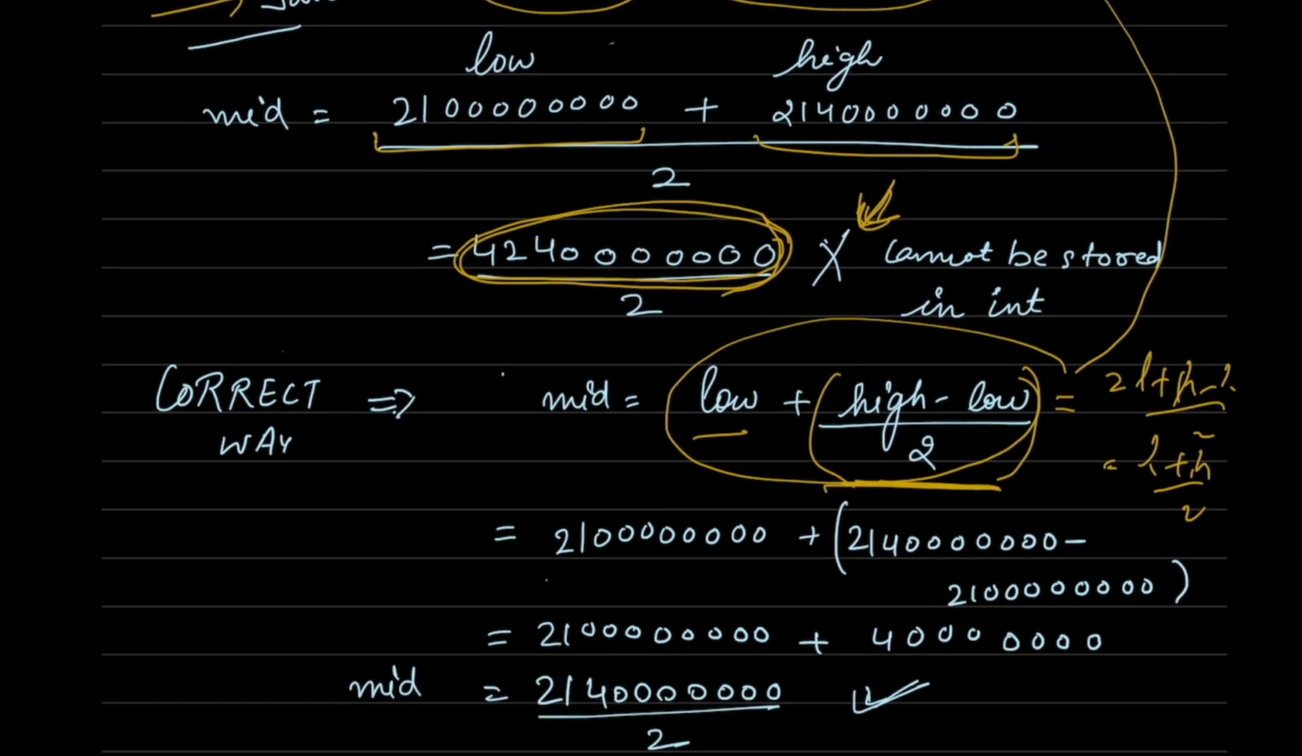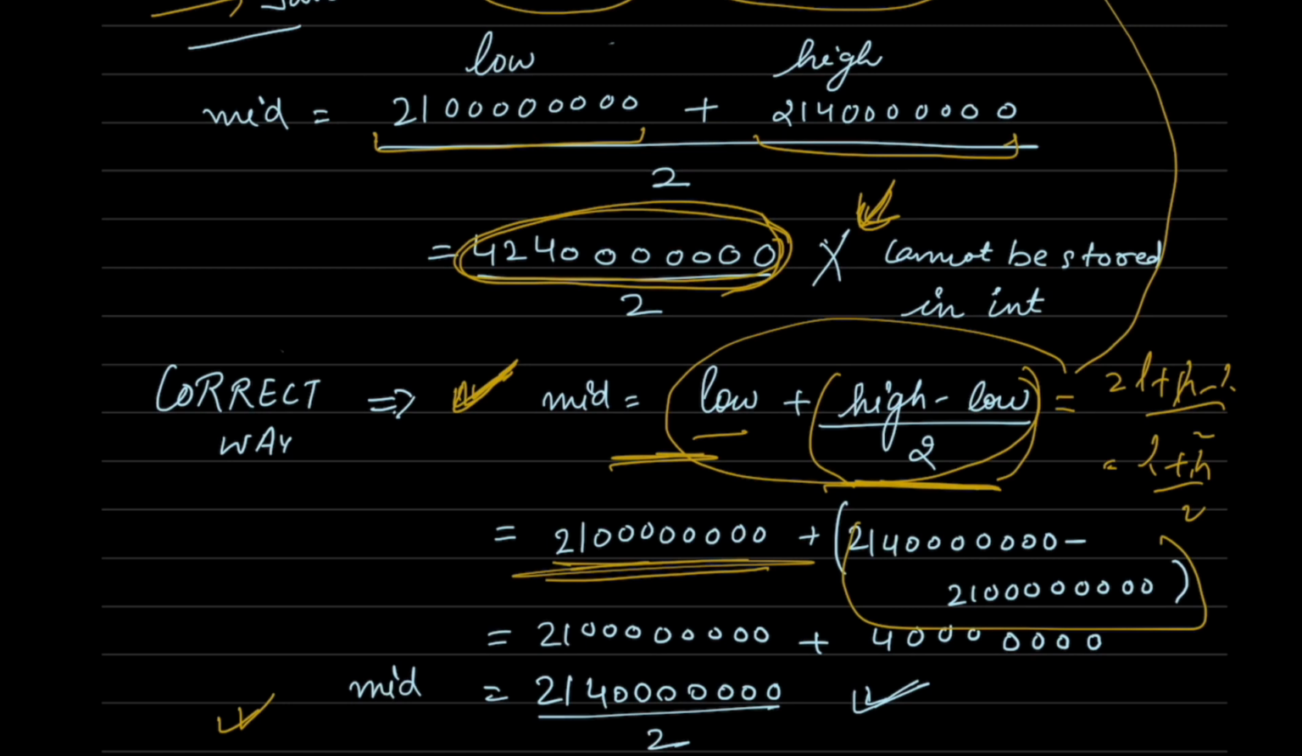So this is how it would be. This would be subtracted, and then it would be added to low, which would make it a smaller number than the int, and that is why it would fit into the integer value of Java, and that is why we use this formula. So anytime you go to an interview and you calculate the midpoint, always use this formula and explain to the interviewer why you are using this formula for calculating the midpoint.